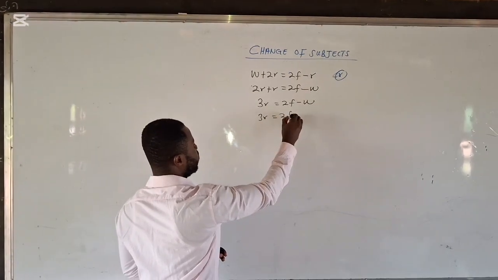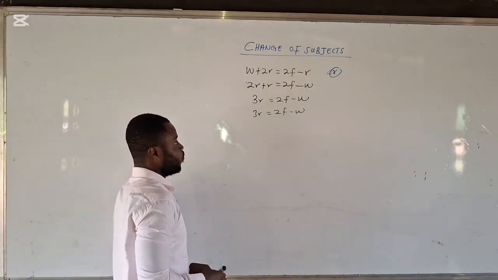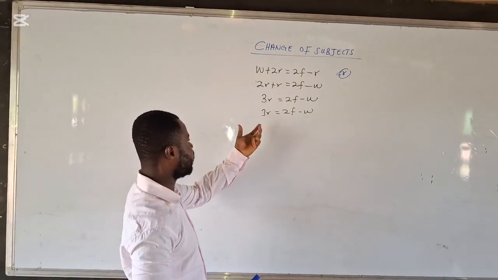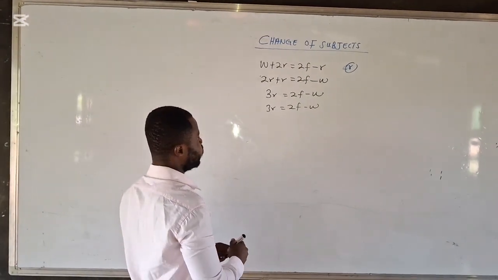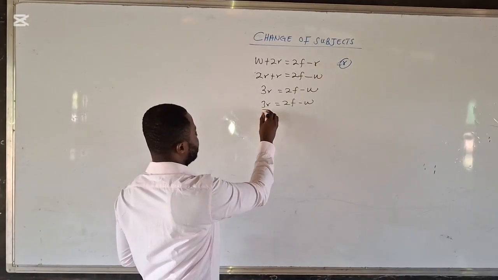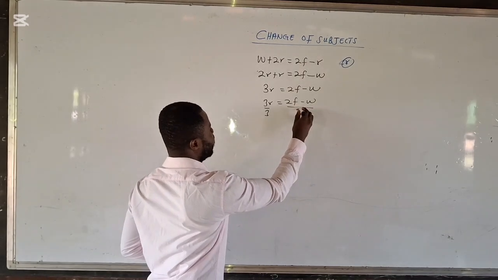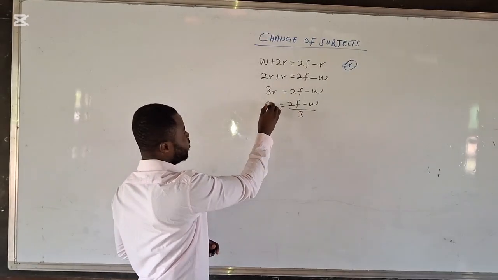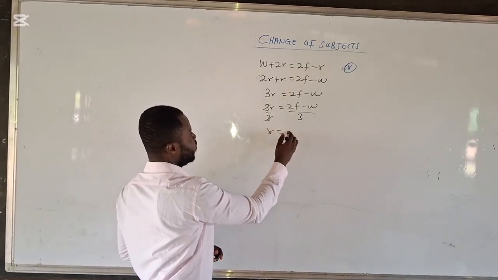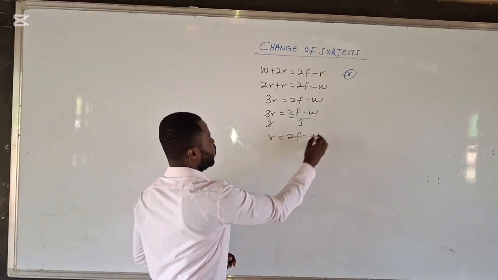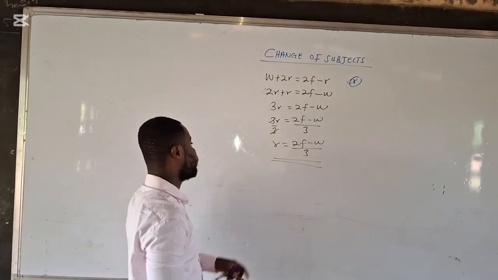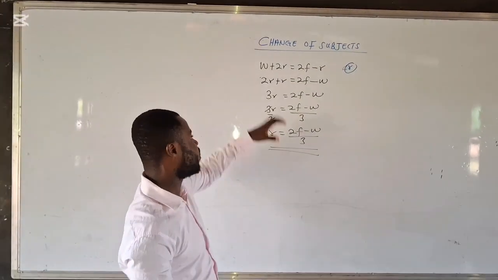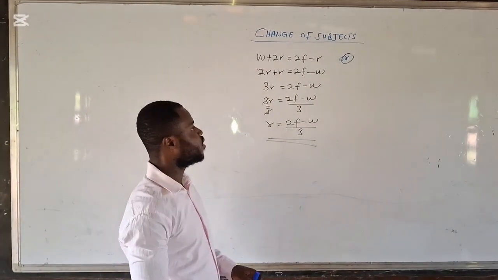Now in an equation, when you are solving for a letter and it is attached to a number, we divide both sides by the coefficient of that letter. So we divide here by 3, and we divide here by 3. So 3 cancels 3, and now we have r is equal to 2f minus w all over 3. This is how we make r the subject in this given expression.